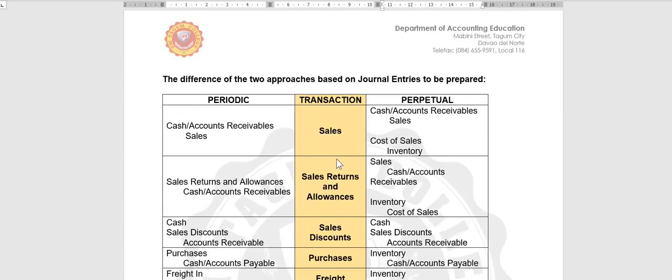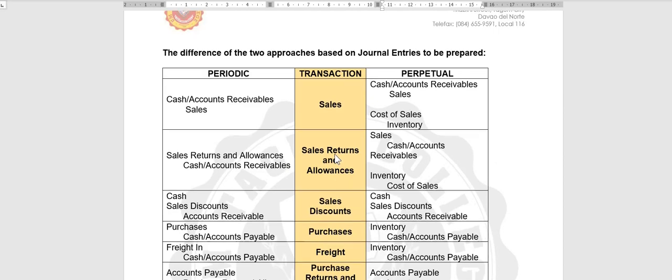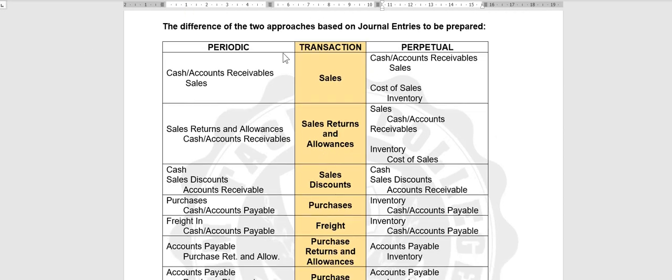Okay? So let us now proceed to the entries. Here we will discuss the difference between the periodic and perpetual inventory systems in terms of the journal entries to be made. We have here the sales transaction. This depends on whether the sale is a cash sale or a sale on account.